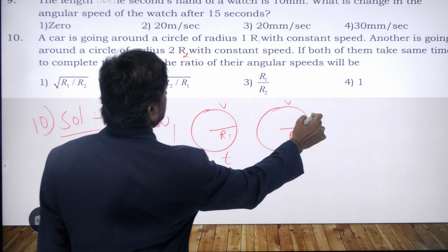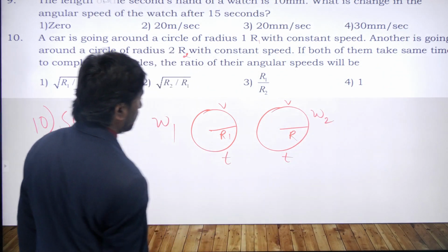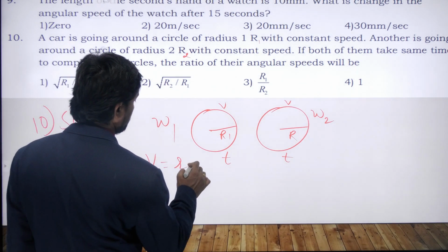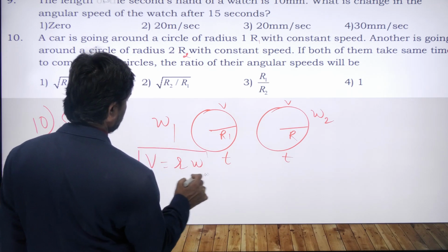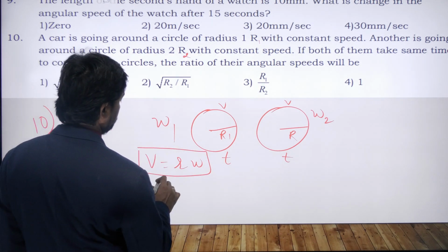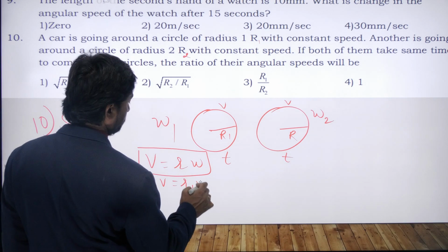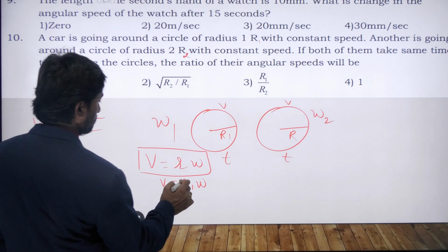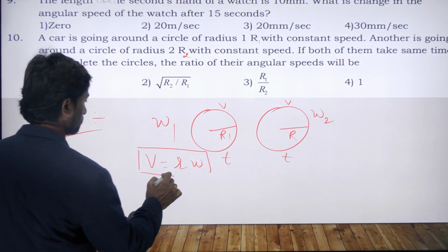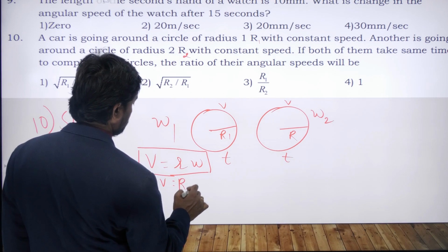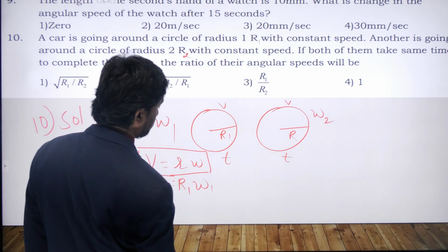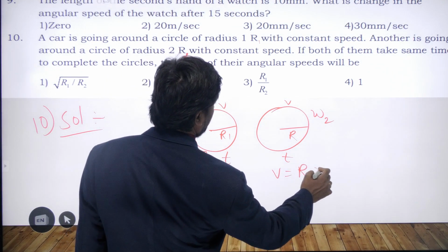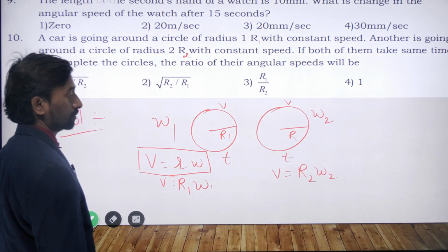So omega 1 and omega 2. The relation is V is equals to r omega. From this, for the first car we can write V is equals to r1 omega 1. Here they have given capital R, so we can write capital R only. So R into omega 1. And for the second car, V is equals to r2 into omega 2.